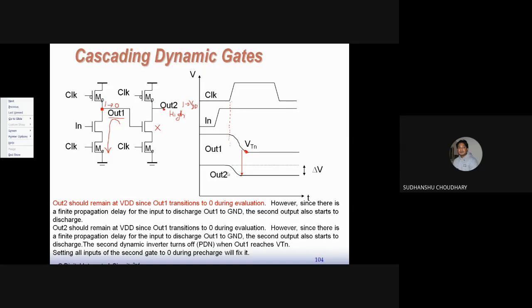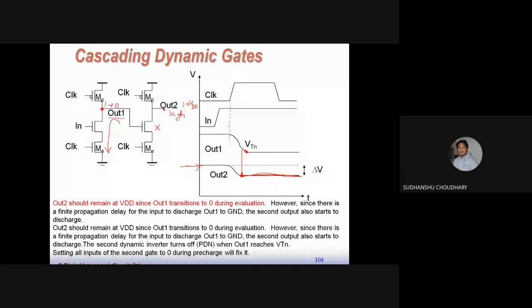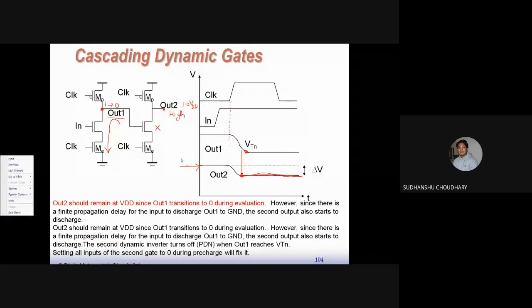So out 2 now cannot discharge further below this point. Out 2 maintains a value which is only equal to this point. Earlier the value of out 2 was this much, so this value is actually lost now. It cannot be retrieved in such a circuit because all these outputs are stored on temporary elements.